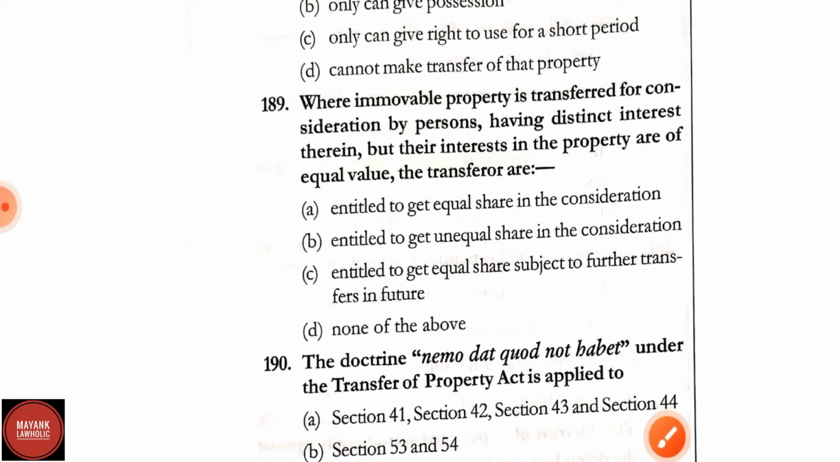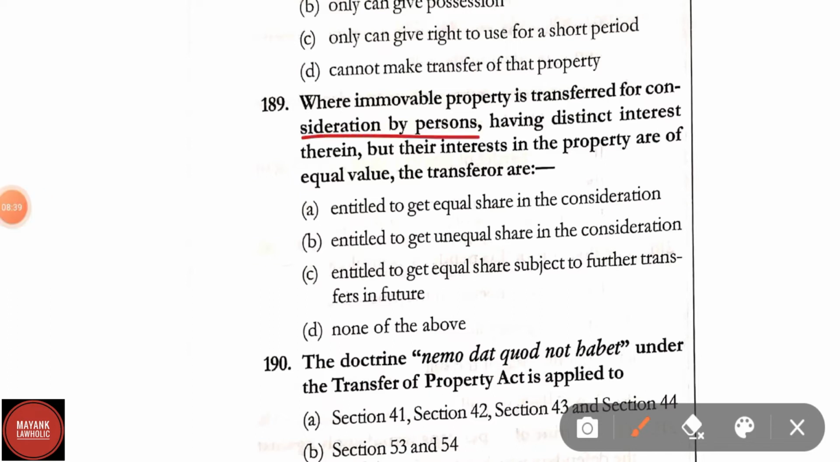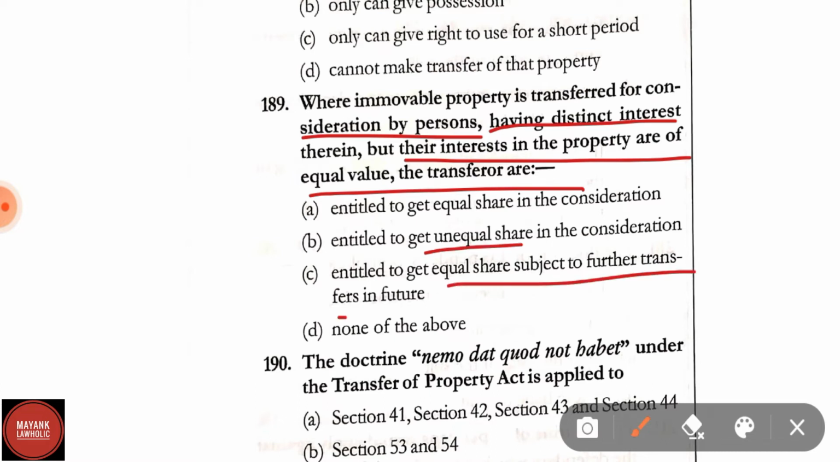Question number 189. Where immovable property is transferred for consideration by persons having distinct interests therein, but their interests in the property are of equal value, the transferors are entitled to get equal share in the consideration, entitled to get unequal share in the consideration, entitled to get equal share subject to further transfers in future, none of the above. Here the correct answer is option A, that is entitled to get equal share in the consideration.